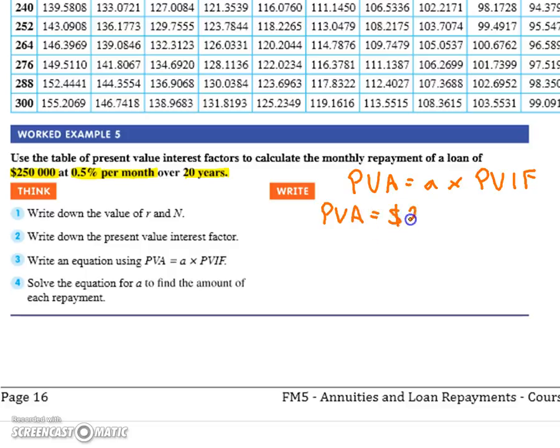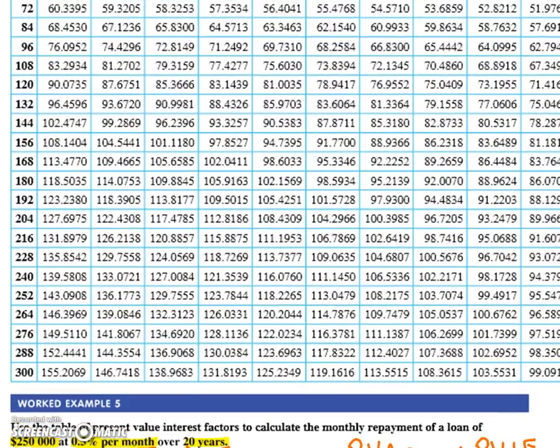PVA equals 250,000. PVIF equals, now we've got to have a look, that's 20 years, and don't forget we're doing it per month, so 20 times 12, you've got to work that out. 240 months, okay? So what we're looking for is 0.5% and 240 months.